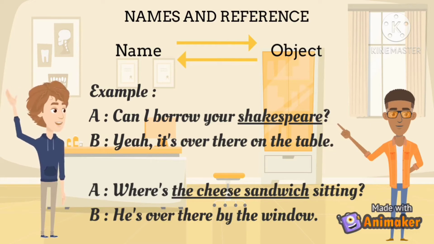If you're still confused, let's see the second example. Where's the cheese sandwich sitting? He's over there by the window. In this question, he's not looking for the food, but he's looking for his friend who has a nickname, the cheese sandwich.